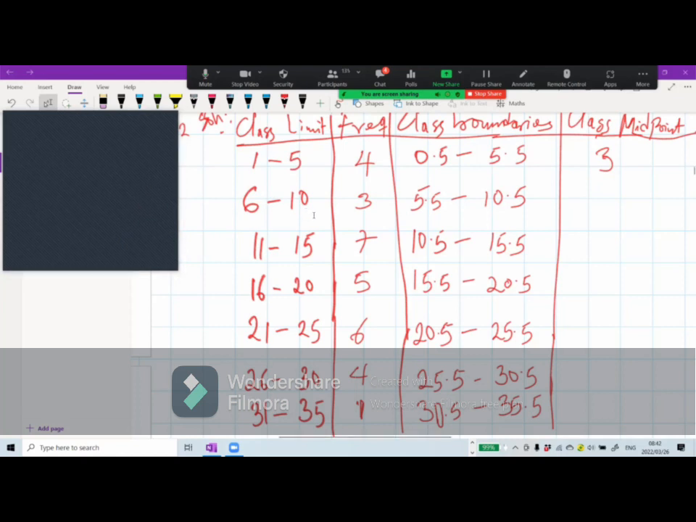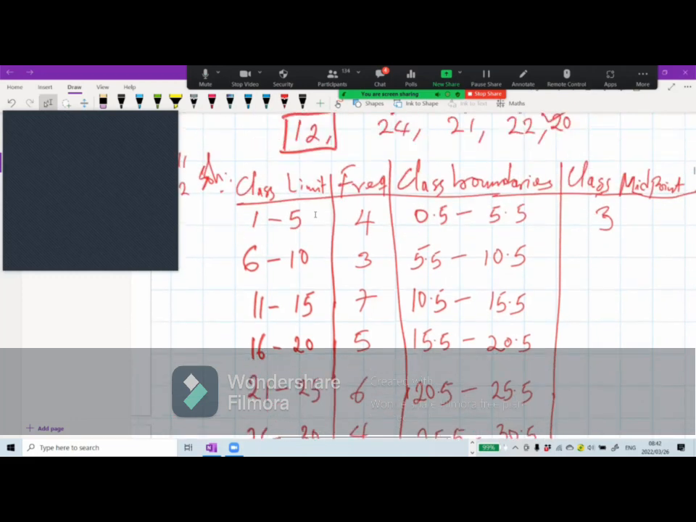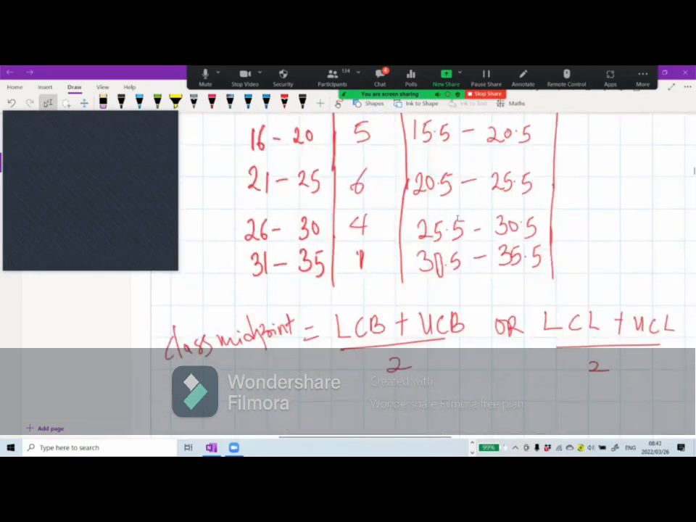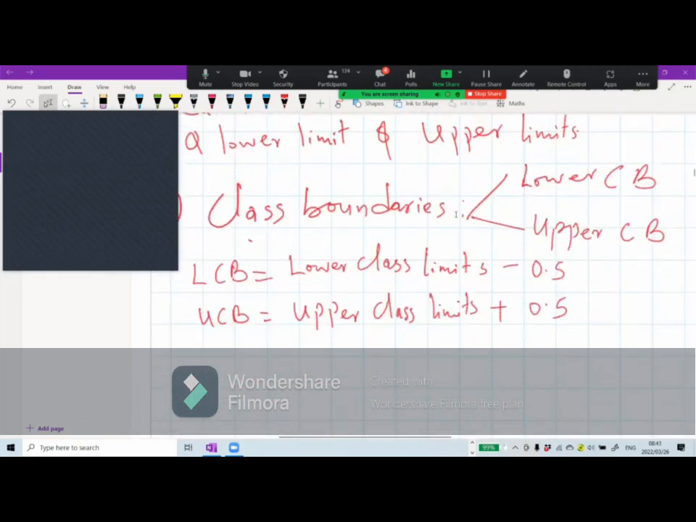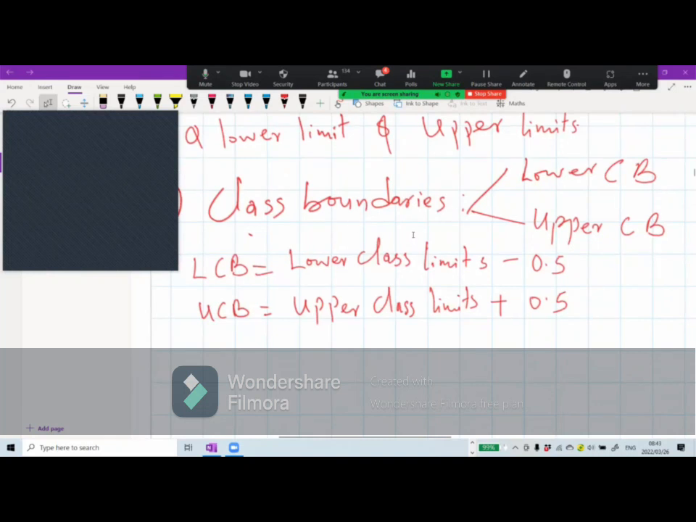Sir, please, can you explain the class boundary, please? The formula for class boundary is here. You can't do anything without the formula here. Class boundary says lower class limit minus 0.5.